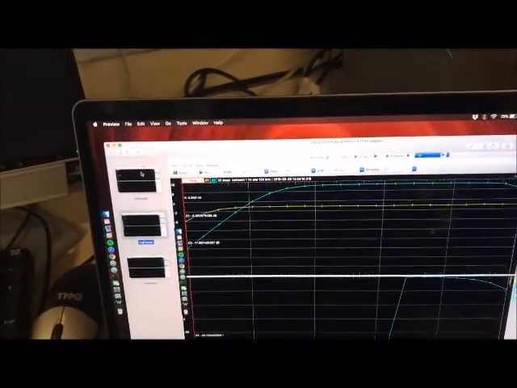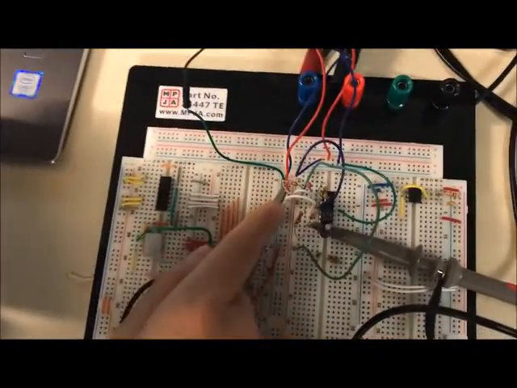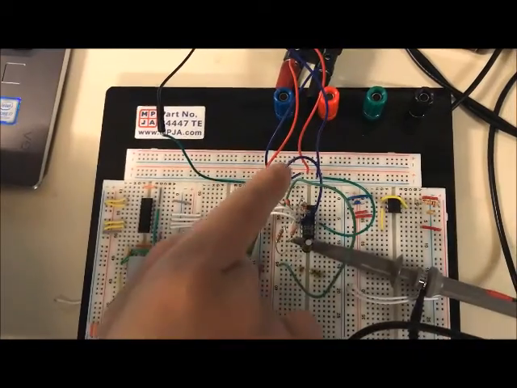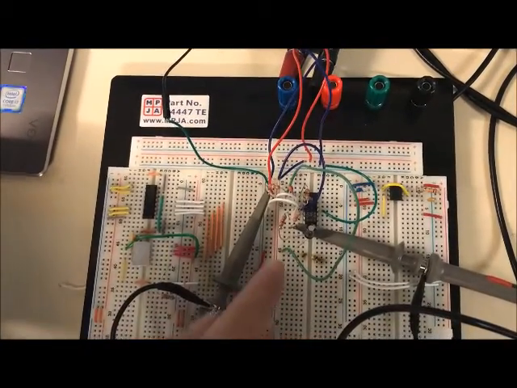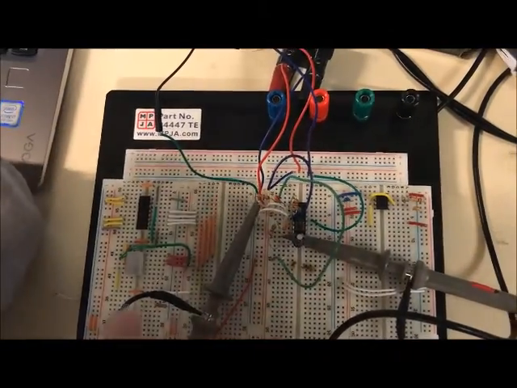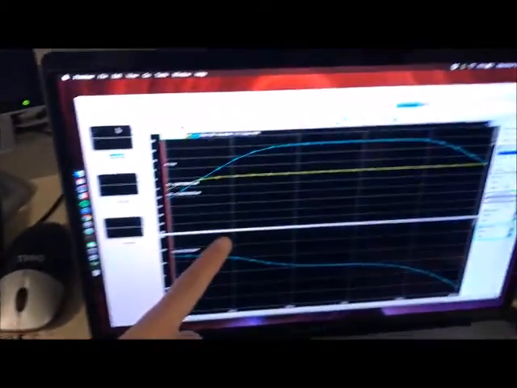For the final one, the third one, we essentially cascaded the low pass and the high pass filter. So we just took the output of the low pass filter and connected it to the input of the high pass filter, and that was easily done by using this green wire over here. And this is our data.